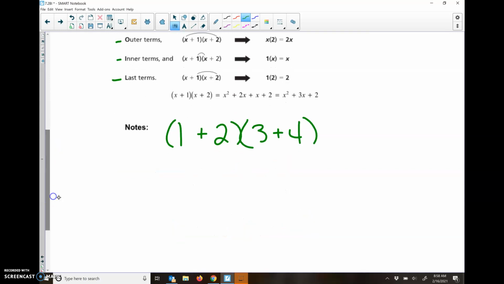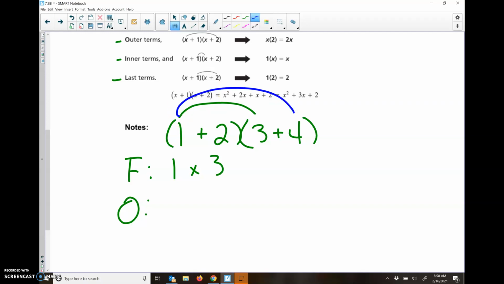So F stands for first. The 2 first numbers in each parentheses. So like you would multiply the 1 times the 3. Okay? O stands for outer. So what are the 2 outside numbers? So think of like the outside. That would be the 1 times the 4. I stands for inner. The 2 numbers on the inside. That would be like the 2 times the 3.